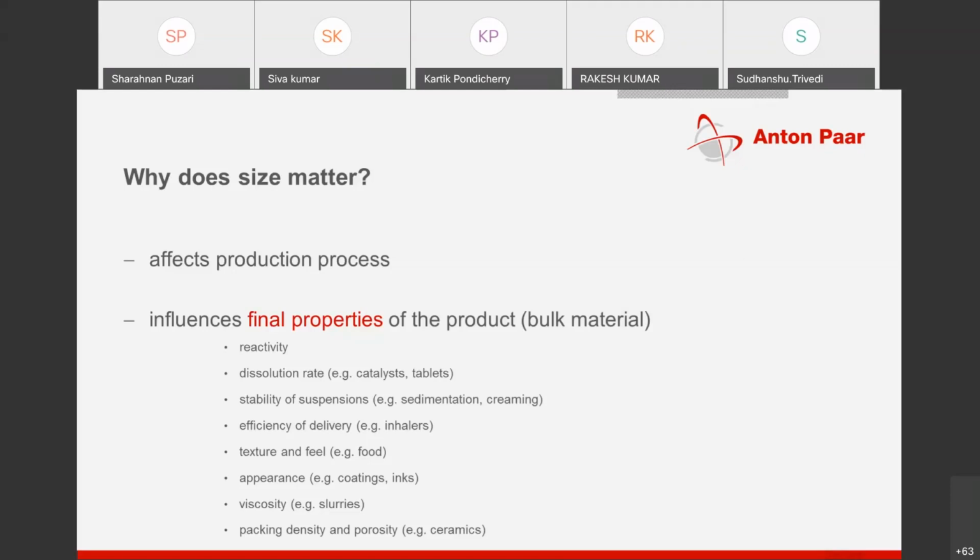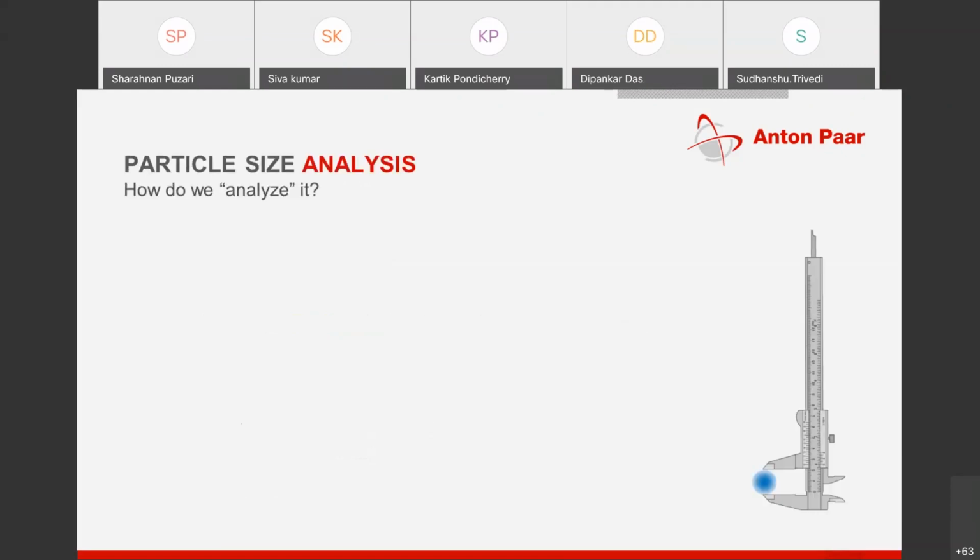So these kinds of final properties are controlled by controlling the size of the particles, and actually you can develop a good quality product, or you can improve the quality of whatever you are looking for in your product. So controlling particle size is a very big deal, and it influences a lot with respect to the particle size of your final product. So how do we analyze?